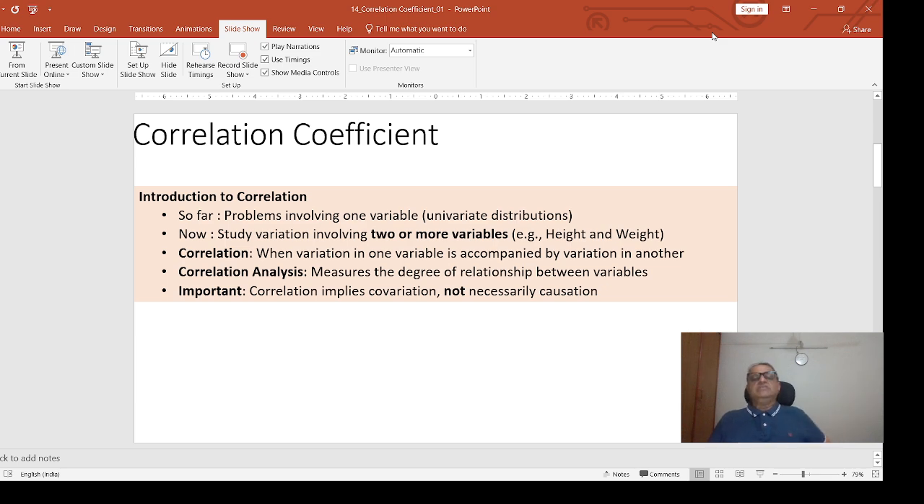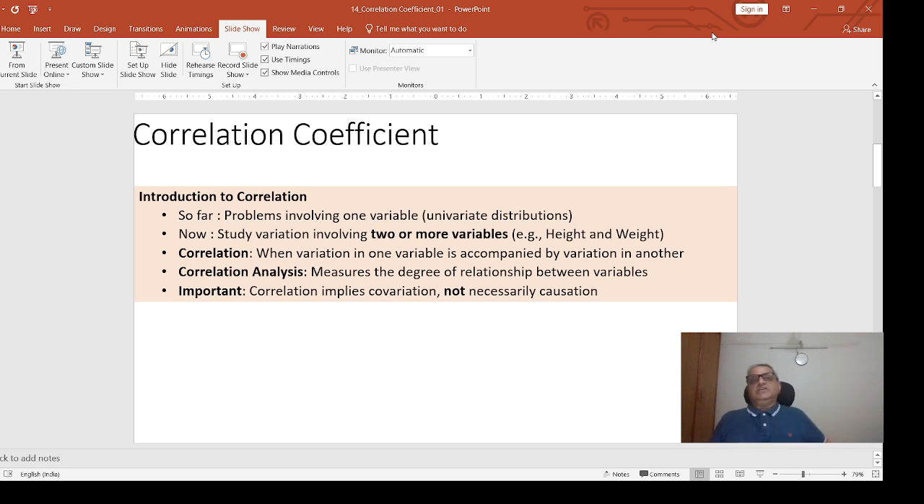So what does it mean? Let me give you an example. Suppose I say that sales of ice cream increase and so does the number of drowning incidences. It's very weird because these are two different variables altogether, not related to each other. How can sales of ice cream increase and so does the number of drowning incidences? There is no direct relationship between these two variables.